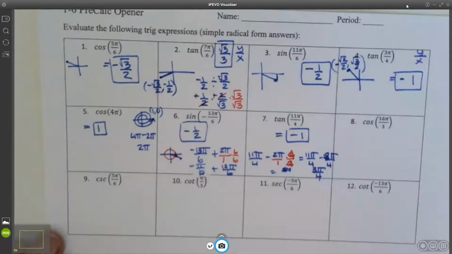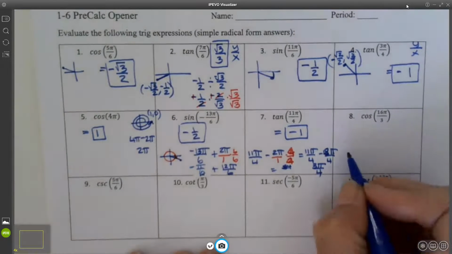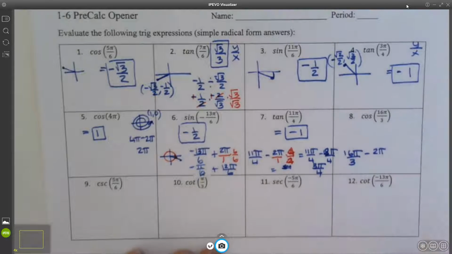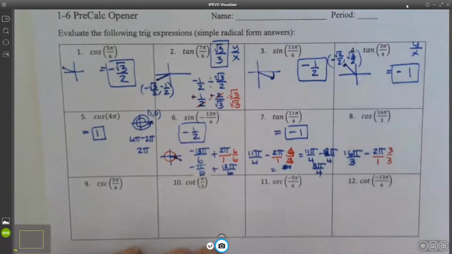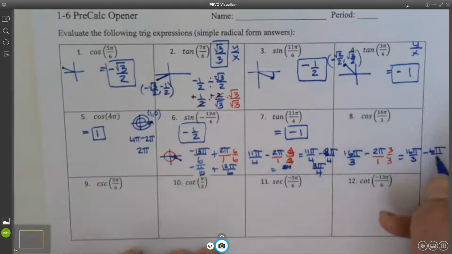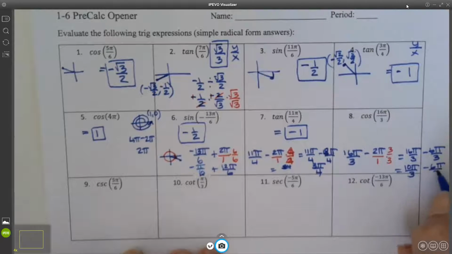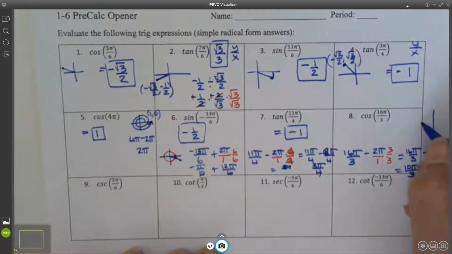The next one, we have the cosine of 16 pi over 3. 16 pi over 3 is more than 2 pi. So I have to figure out where that is on the unit circle. Again, I'm going to subtract 2 pi. I'm going to get a common denominator. I'm going to multiply by 3 over 3. So that's going to give me 16 pi over 3 minus 6 pi over 3. And that gives me 10 pi over 3. Well, that's still more than 2 pi, so I'm going to do it again. And then that ends up giving me 4 pi over 3. So this is going to be the cosine of 4 pi over 3.